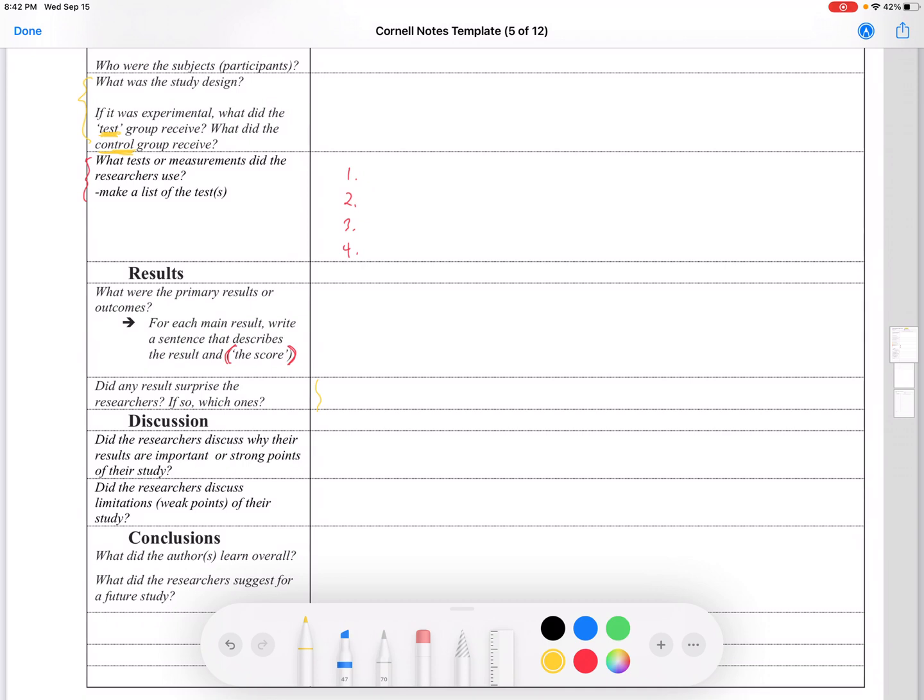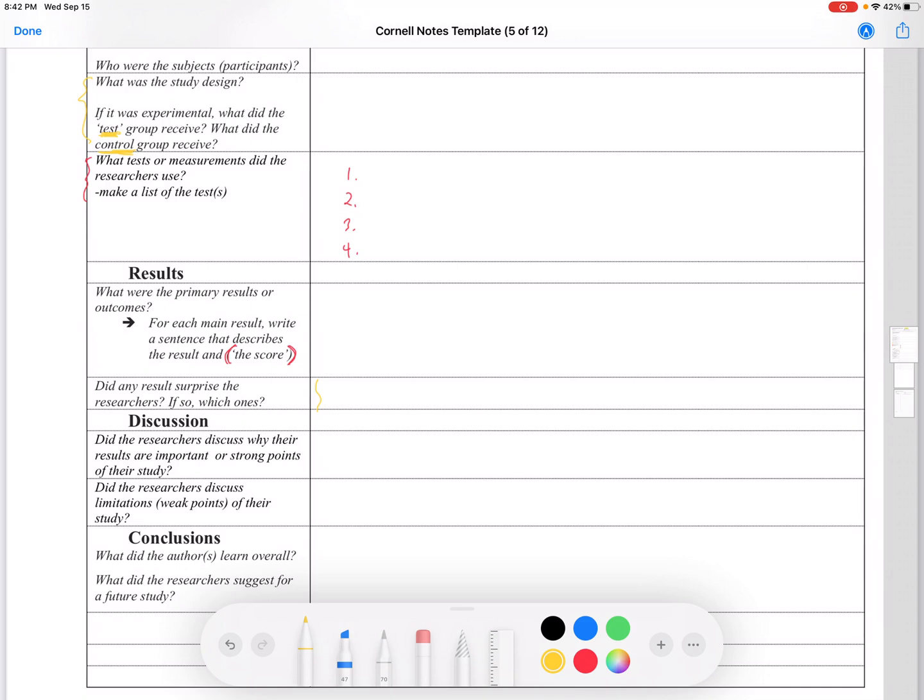The researchers might also tell you the strong points of their study. So what was good about their study? Look for the subheading, or look for a paragraph that begins talking about the strong points. So in what ways was their study a success, or in what ways was it different or unique? Look for that information and write it down.